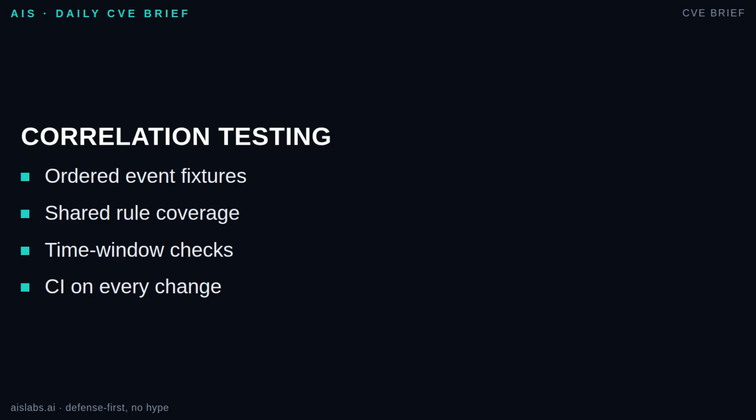A single event rule looks at one record. A correlation rule remembers state across records. That means the test must include the records, the order, the timestamps, and the expected result. Without that, the rule is just a written idea.